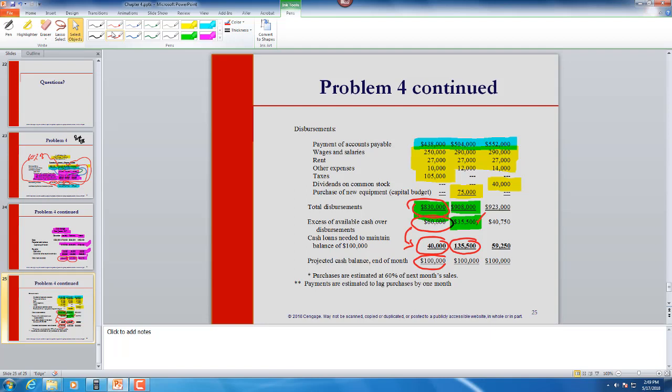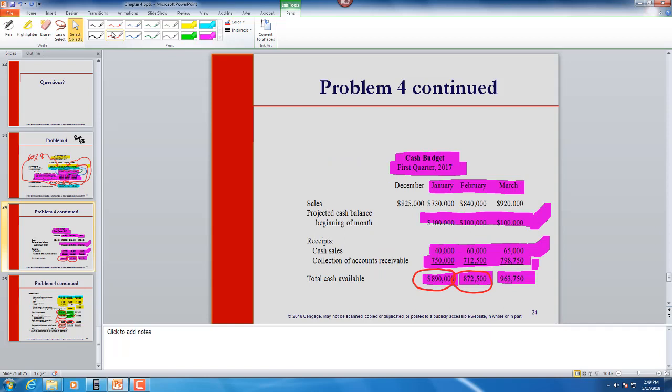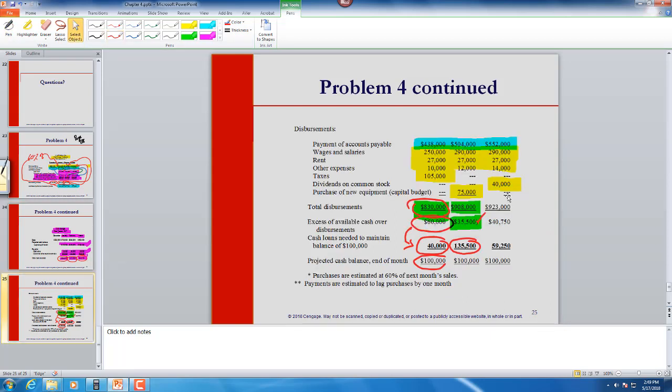Let us go back and look at March. In March, you have 963, 750 cash available. As you can see here, you have 963, 750. And your expenses are 923. So you're actually in a surplus of 40,750. Because you see your expenses were only 923. So you need to borrow just 59,250 to keep the minimum balance at 100,000 for the next month, that is April 1st.